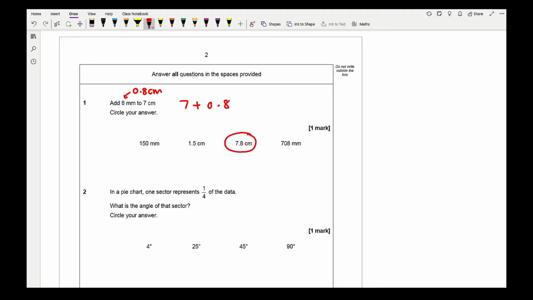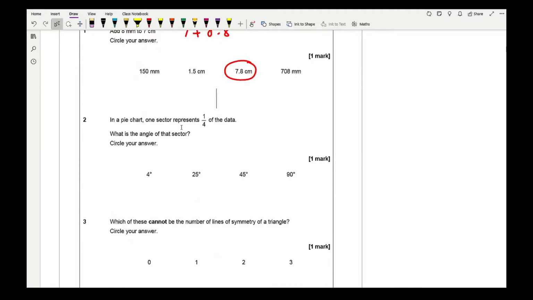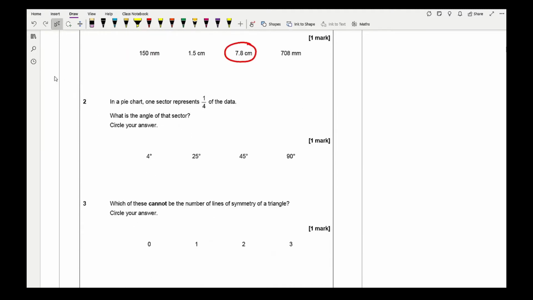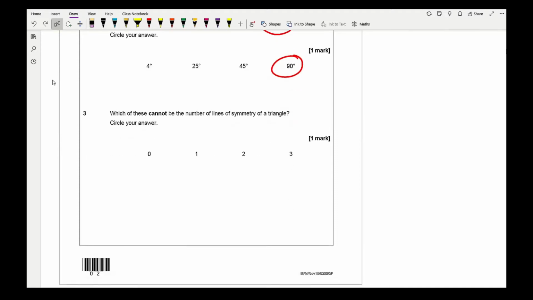For question 2, it says in a pie chart, one sector is a quarter of the data. What angle is that sector? So imagine that a pie chart is a circle and you want a quarter, so therefore it's going to be 90 degrees. So it's the fourth option. And then which of these cannot be the number of lines of symmetry of a triangle? And the correct answer there you should have is 2, because you could have a scalene triangle.